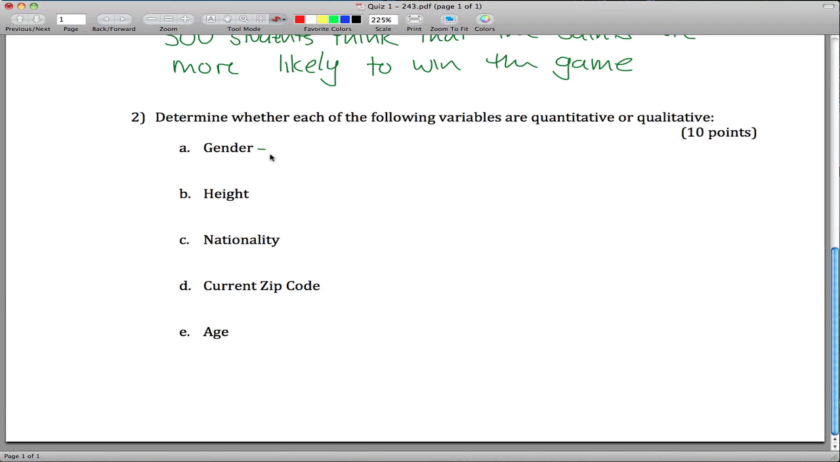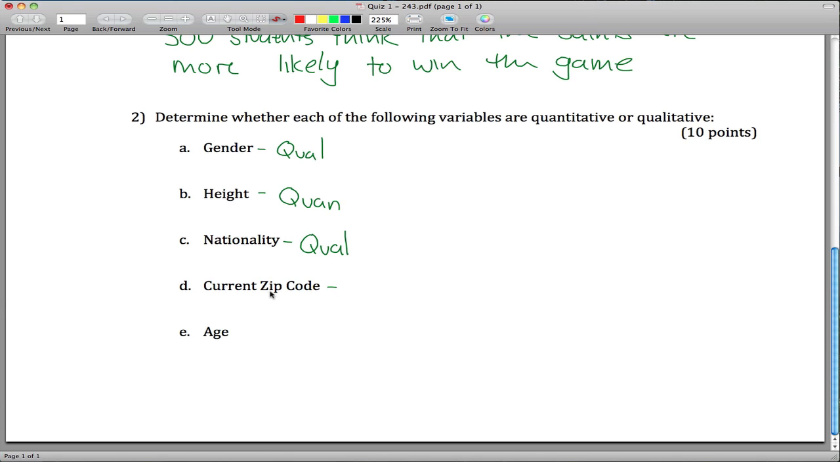So gender is definitely qualitative. Maybe I'll shortcut and just write qual. Height, I would say that one's quantitative. I guess you could argue that if by height I meant short, medium, or tall, right, then it's qualitative. But I think when most people see this, they're thinking 6'1", 6'2", 6'3". They're thinking these numbers that have a meaningful average. That would be quantitative. Nationality, I think that one's definitely qualitative. No numbers going on there.